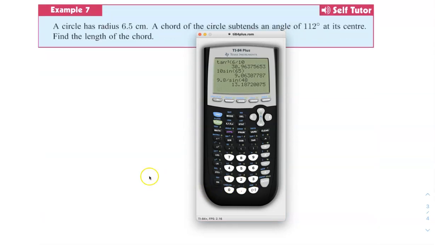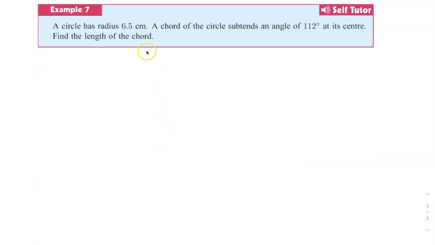This might be the last one. A circle has a radius of 6.5. The chord of the circle subtends an angle of 112 degrees at its center. Find the length of the chord. Okay, so let's draw this out before we do anything else. There's my circle. It has a radius of 6.5.